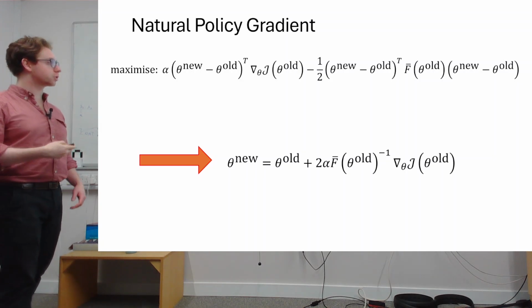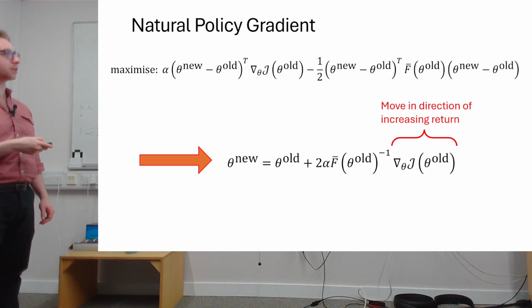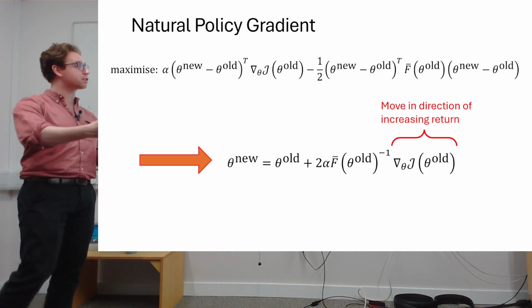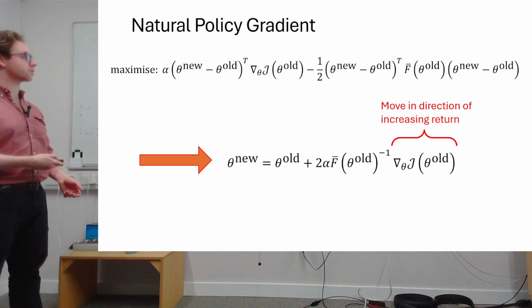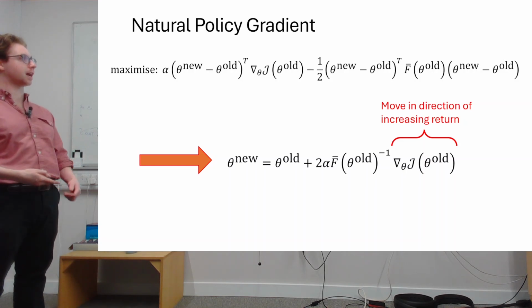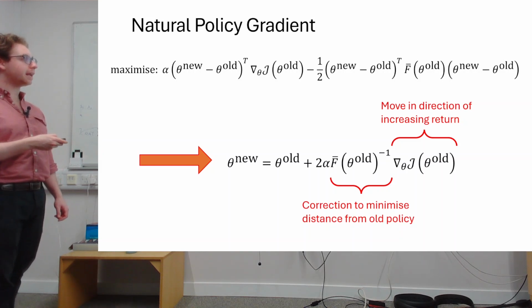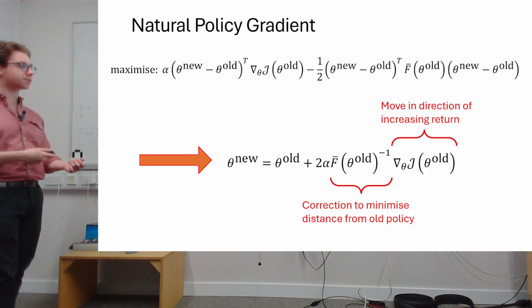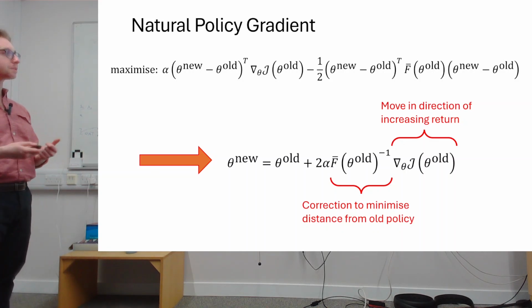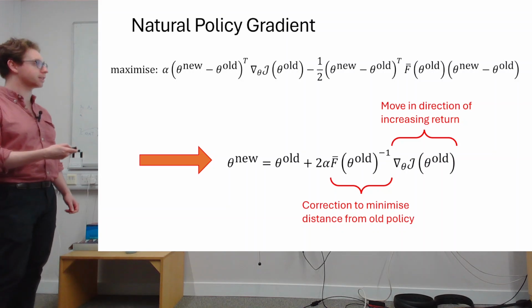All right. We'll go through each term and see how to interpret it. The policy gradient term means that we are moving in a direction of increasing return. This makes sense: we want to update our parameters in a direction that increases the average return. The average Fisher information matrix inverse is a correction that we apply to this direction to minimize the distance from the old policy. It keeps the two policies as close as you can while still increasing the return.